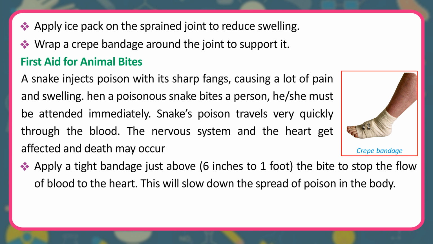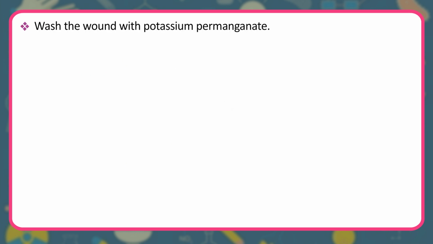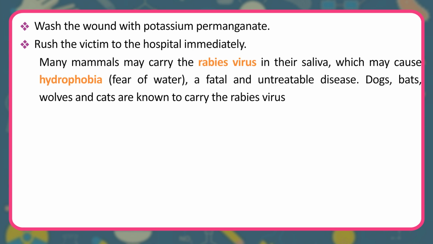Apply a tight bandage just above the bite, about 6 inches to 1 foot, to stop the flow of blood to the heart. This will slow down the spread of poison in the body. Apply an ice pack over the bite. Wash the wound with potassium permanganate. Rush the victim to the hospital immediately.